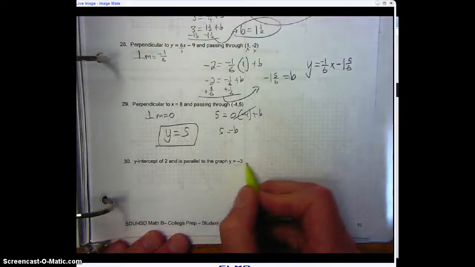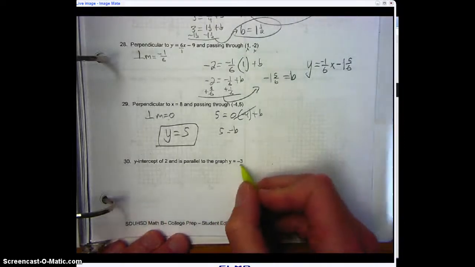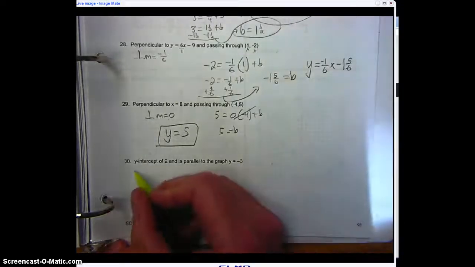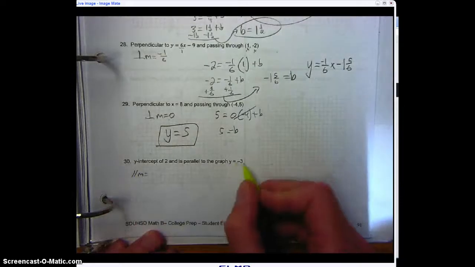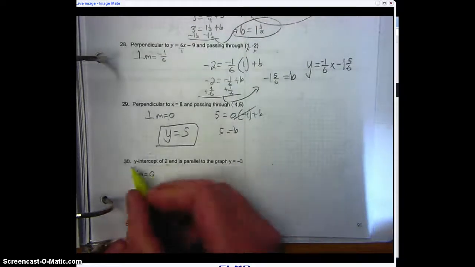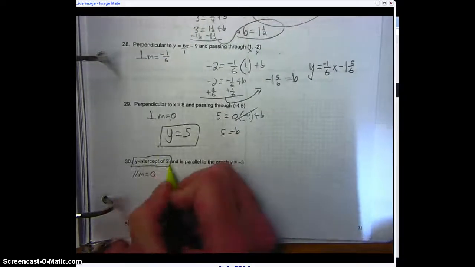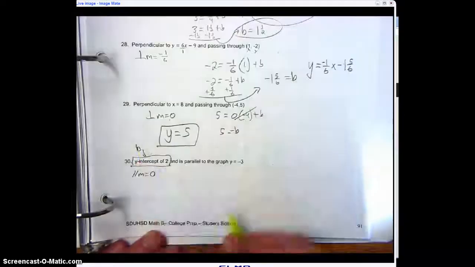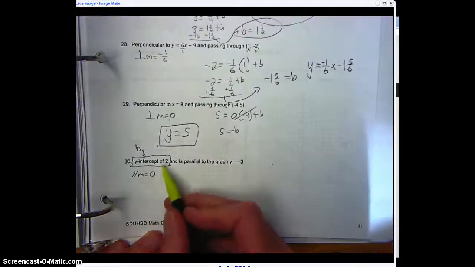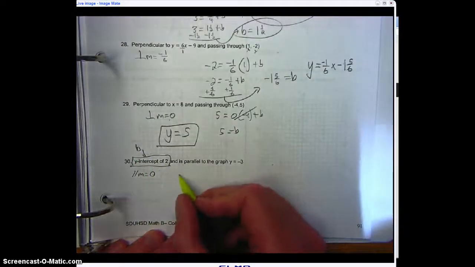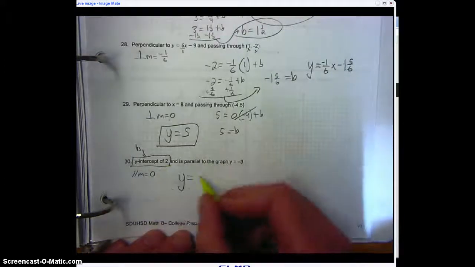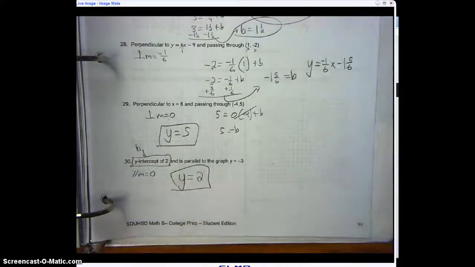Last but not least, number 30 says it has a y-intercept of 2 and is parallel to the graph of this. This graph is a horizontal line, so the parallel slope is still 0, and it has a y-intercept of 2. Isn't that b? Well, if it has a slope of 0 and a y-intercept of 2, the equation is y equals 2. Done. Congratulations. I finished with about 50 seconds left.